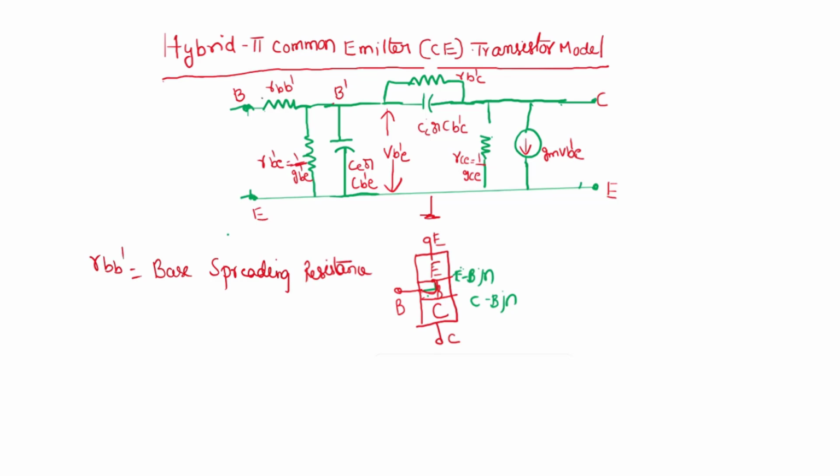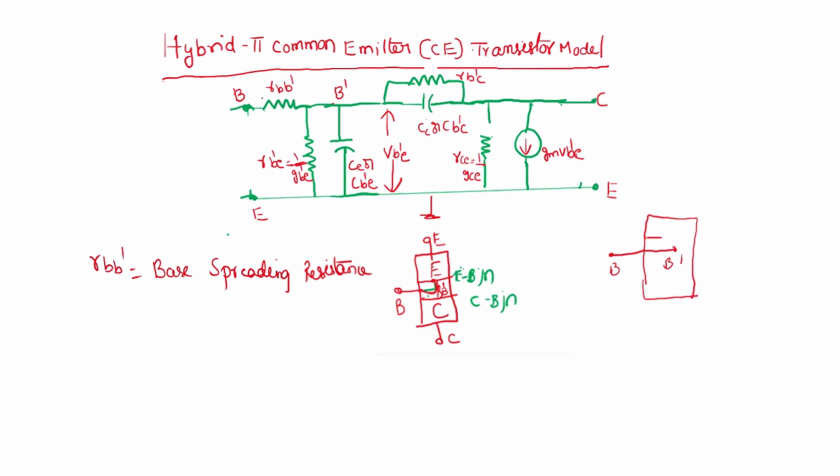Now this terminal becomes B dash. This is B and this is B dash. Actually, where the carriers meet the emitter base junction is called B dash. The external terminal is B and the internal terminal at which the carriers reach the emitter base junction is called B dash. The resistance between B and B dash, the things are like this. See here, this is B and this is B dash. Okay, here this is the transistor.